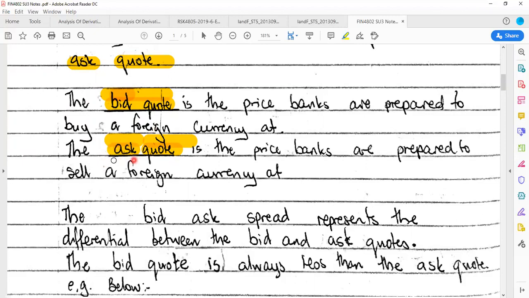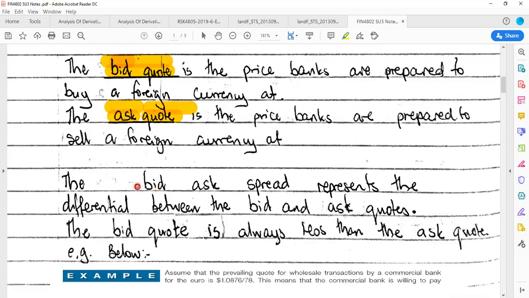Likewise, there's also what we call an ask quote, and this is the price that banks will be prepared to sell a foreign currency at. You might find that South African banks might actually be asking for 18 Rand per US dollar when they're selling, and then when they are buying, they might be prepared to buy for 17 Rand. So there's a small difference there to cover their expenses or to also help them to make a profit.